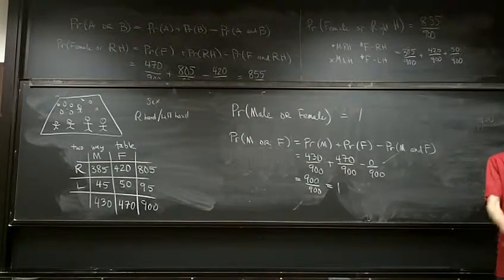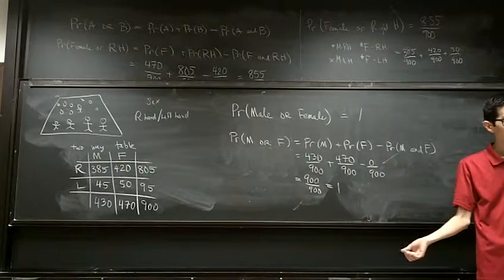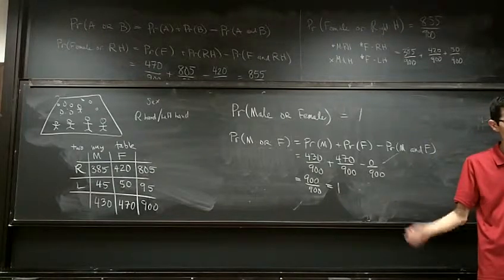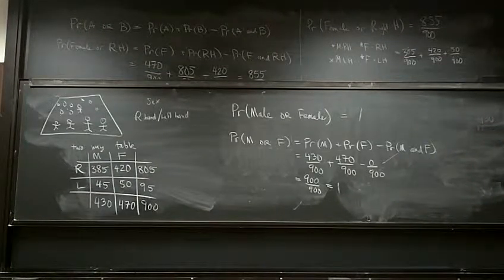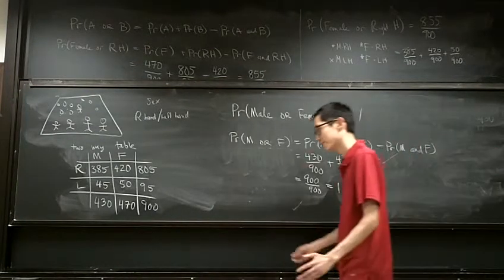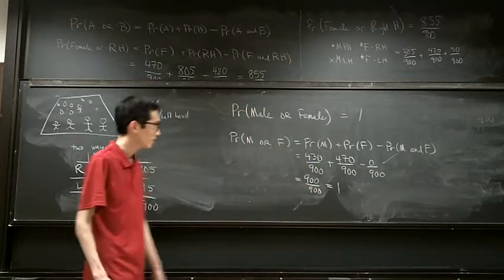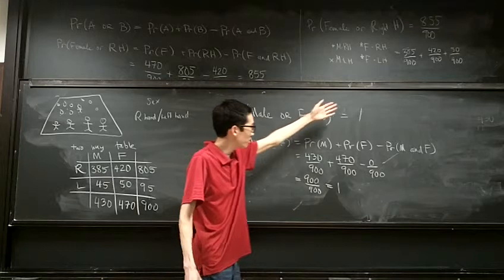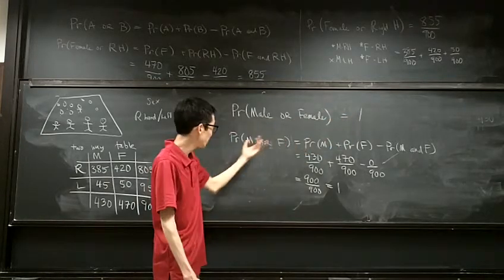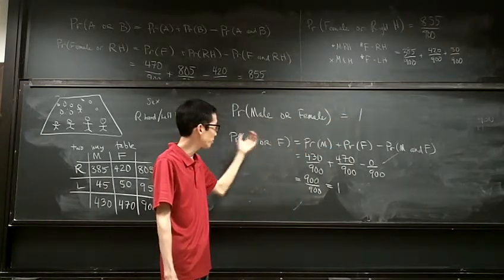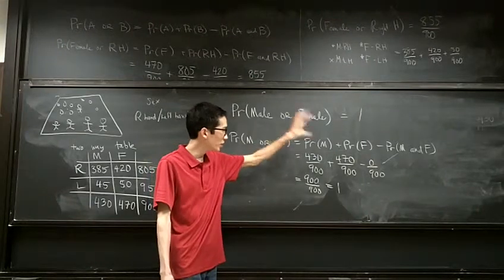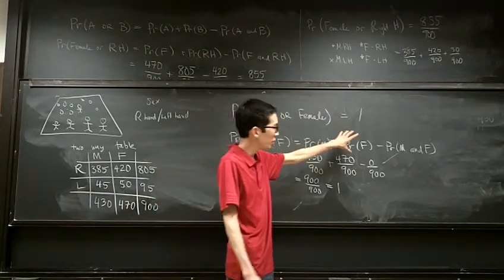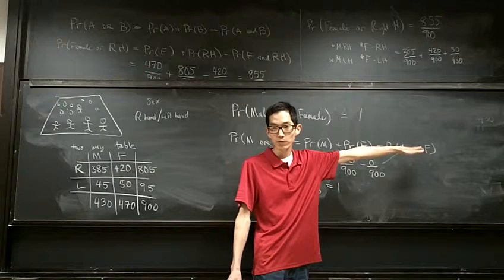All right. So if I just ask you, are you male or female? Your answer is yes. Everybody will say yes, so the answer to that is 1. If we want to use our equation, we can do probability of male or female is the probability of male plus the probability of female minus the probability of male and female.